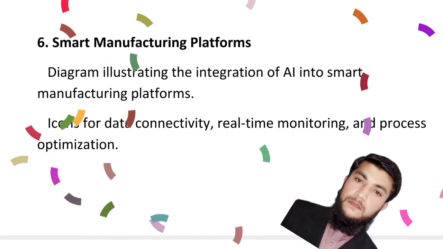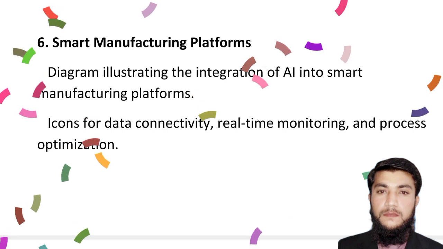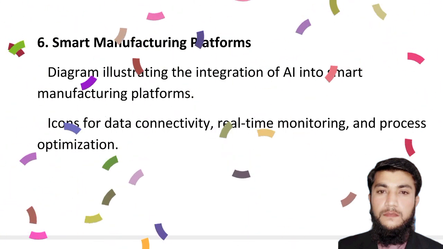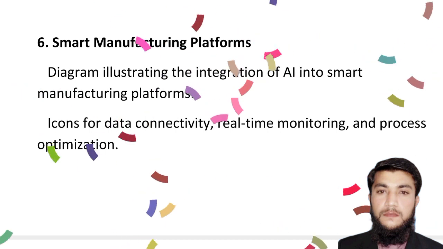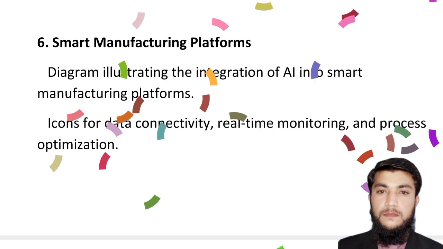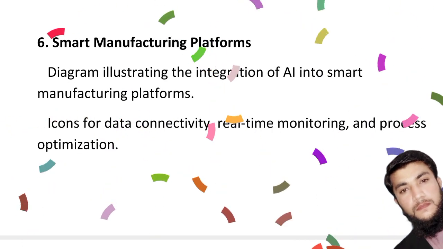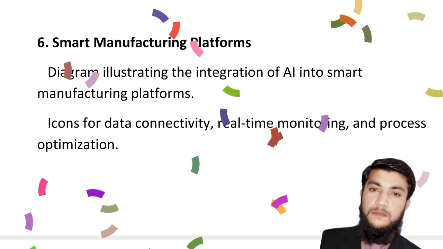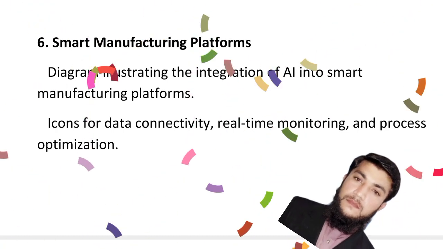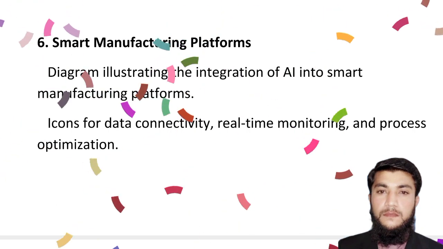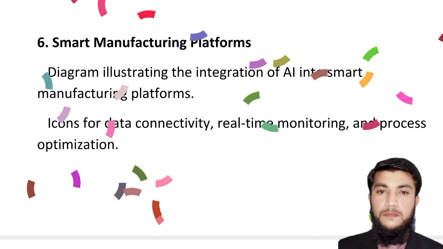Let's see the point number 6. Smart manufacturing platforms. Diagram illustrating the integration of AI into smart manufacturing platforms. Icons for data connectivity, real-time monitoring, and process optimization.